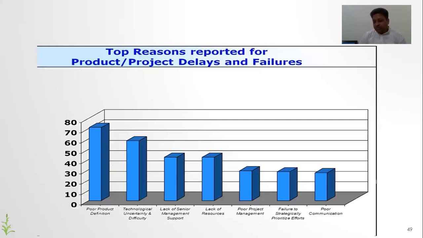Then lack of resources. Maybe you could not plan well in advance. Because of that, there are shortages of resources. Or maybe you don't know about those resources on time. So that would again mean more expense on the requirement. Then poor project management, failure to strategically prioritize efforts, and poor communication. So all these are the major top reasons reported for these problems.